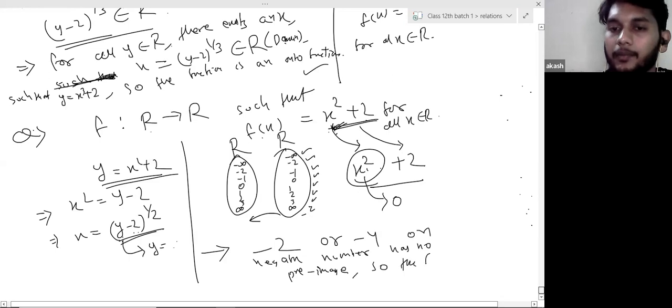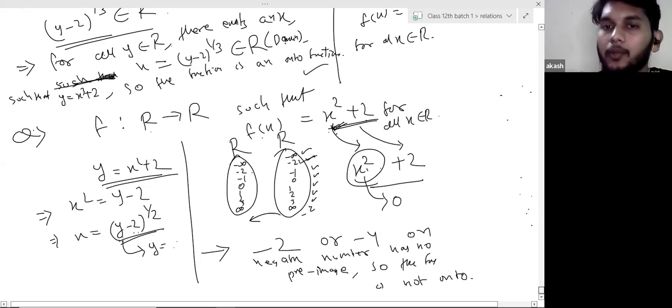So the function is not onto, right? Minus 2 is not connected with any element. No matter what value of x you put, you will never get minus 2 or minus 1 or minus 4, minus 5 and so on, right? Is this clear, Syed?